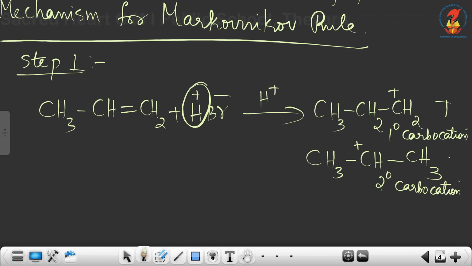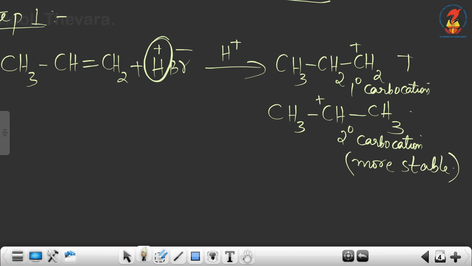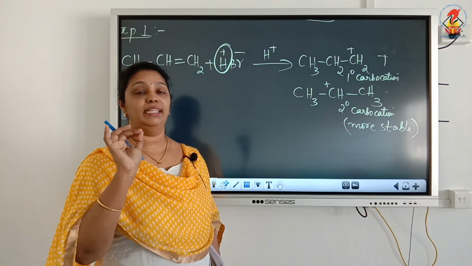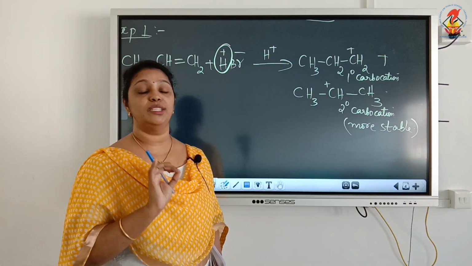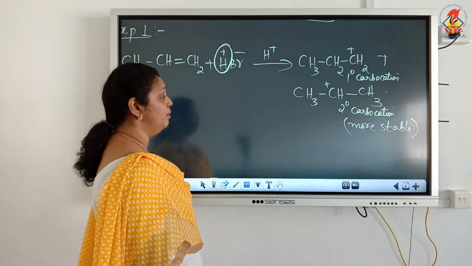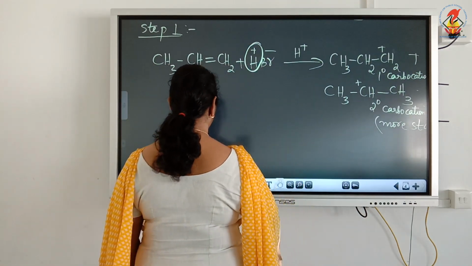Okay, now which is more stable? The secondary carbocation formed is more stable, and the secondary carbocation will be formed first. Okay, so this is step 1, that is formation of carbocation by the attack of electrophile H+ on the double bonded carbon atom, and we have to write that the secondary carbocation is more stable. Now what is the second step? That is step 2.